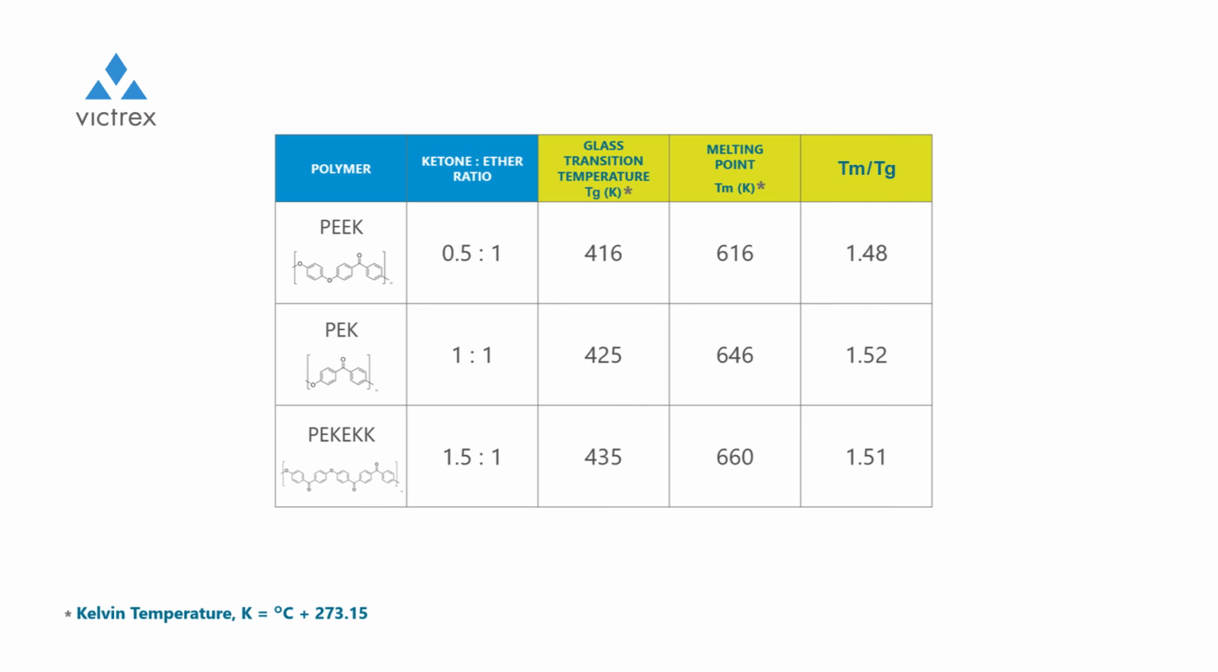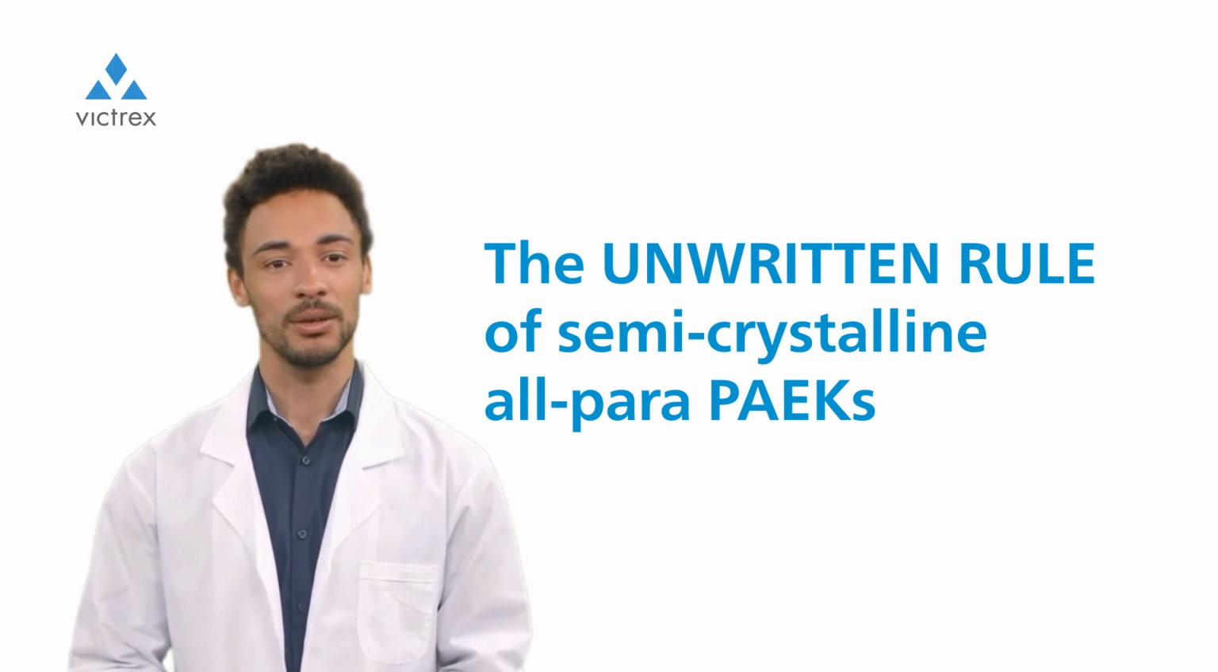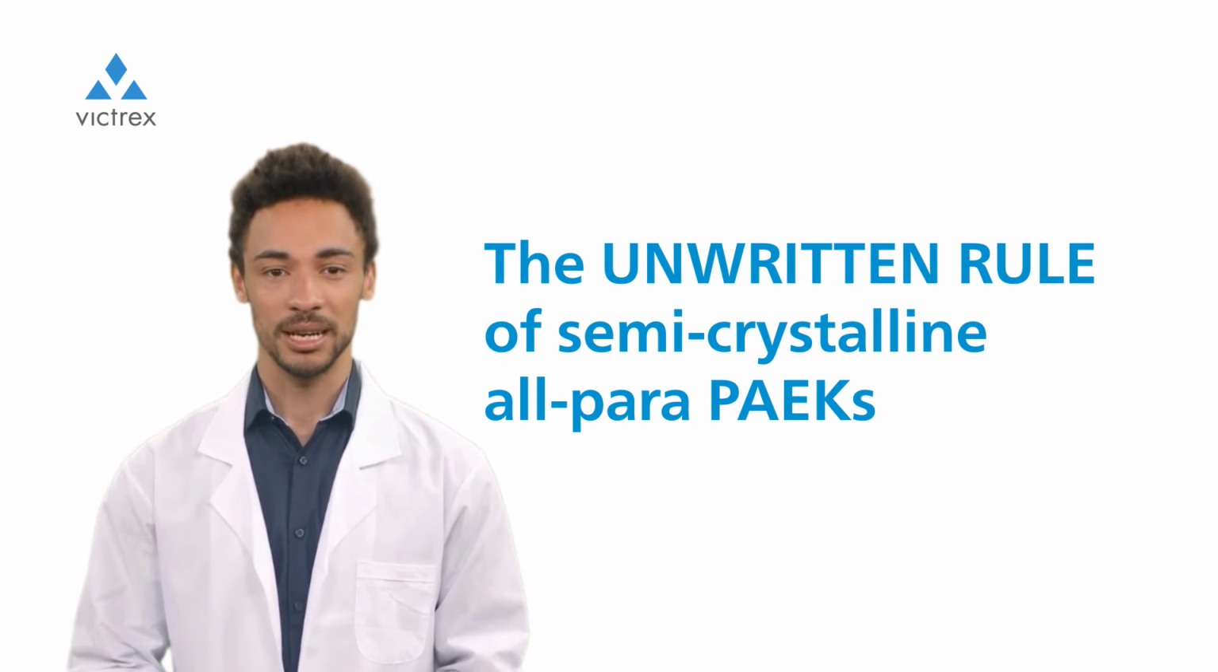Let's look back at this table. If we look closely, there's something really interesting going on. When we look at the ratio of TM to TG based on the Kelvin scale, we can see that there is a constant ratio of 1.5 between them. And this is a kind of unwritten rule in what we call semi-crystalline all-para PAEKs.